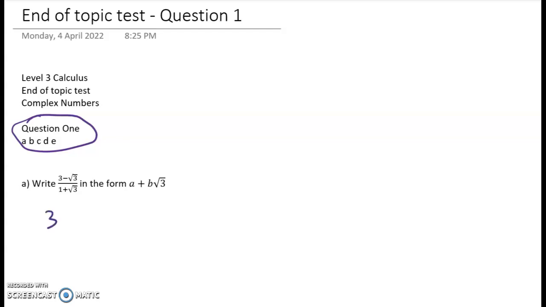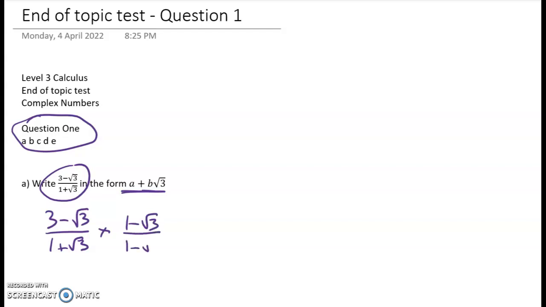So the first question is one where we're going to use the conjugate surd to rationalize the surd. We need to take this and write it into this form. So we're going to multiply numerator and denominator by 1 minus root 3, and now we're just expanding it out. So denominator first, we get 1 plus root 3 minus root 3, and then minus root 3 times root 3, which gives me minus 3.